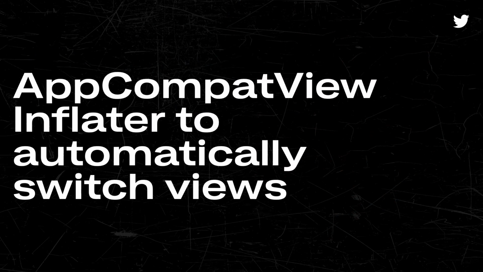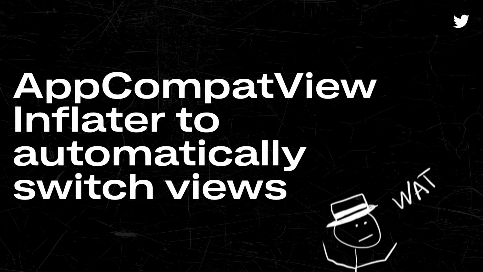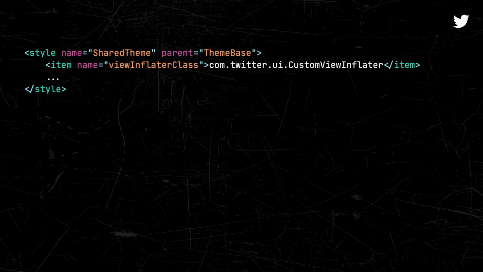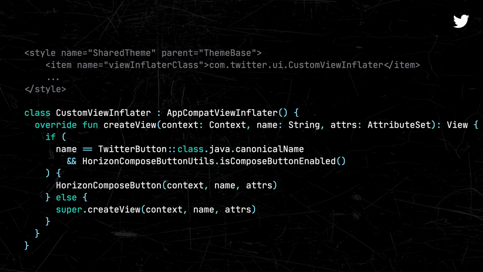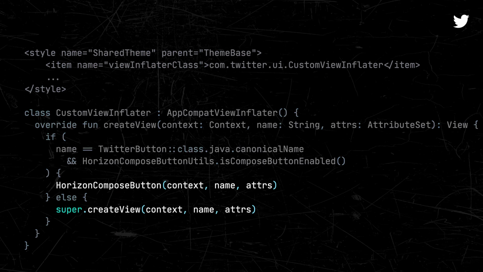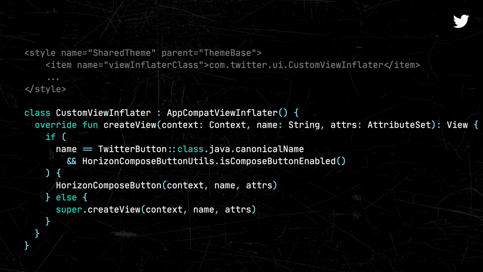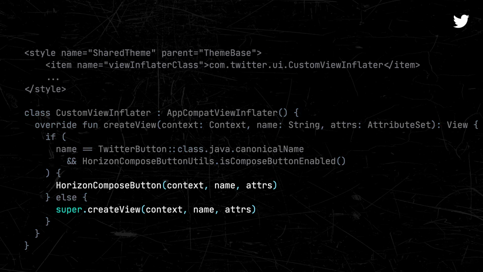So for that, we use this component called AppCompatViewInflater to automatically switch views. And you will be saying, "Wow, what is this?" So basically, in your theme, you can provide this view inflater class value, which would be a fully qualified name of a class. And this class should extend AppCompatViewInflater. And in this class, you will have a method called createView, and inside of it, you will have the information of the views that are going to be created upon inflation. So in this case, if we see that the Twitter button is the one that we want to create, we can choose whether we want to actually create a Twitter button or we want to create a Horizon Compose button.